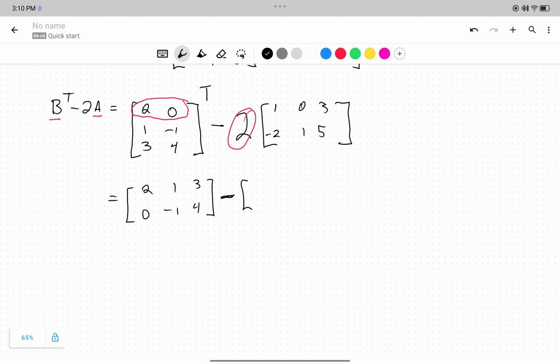They're both correct. So this is 2 times 1 is 2. 2 times 0 is 0. 2 times 3 is 6. Positive times a negative is a negative 4. A positive times a positive is a 2. 2 times 1 is 2. Positive and a positive, 10.